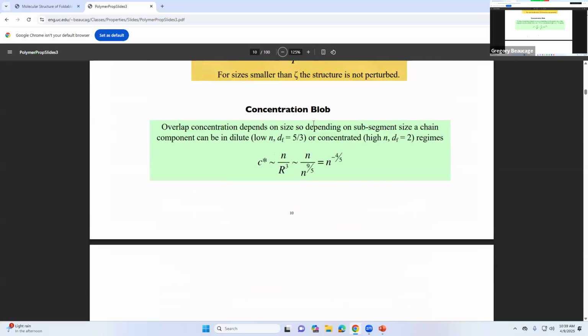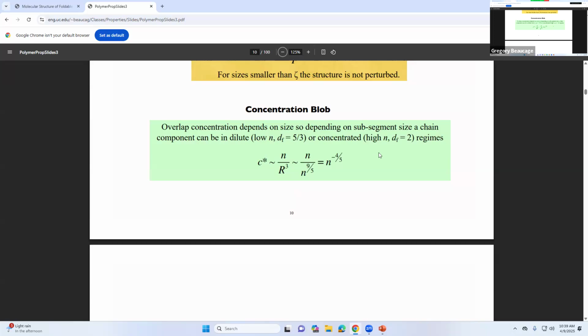So once you get above the overlap concentration, you can't see a single chain, so n has nothing to do with anything. C star is defined by n, but nothing of the structure is affected by n above C star, because you can't see the ends of the chains anymore.